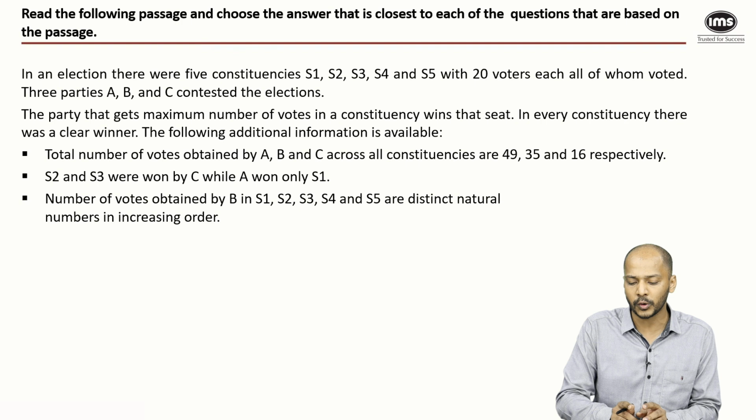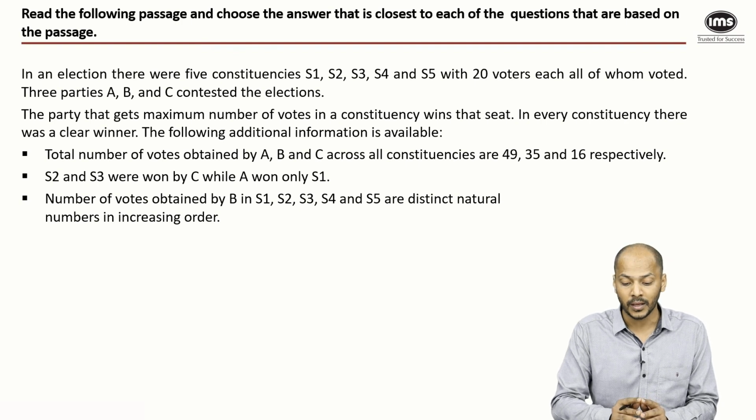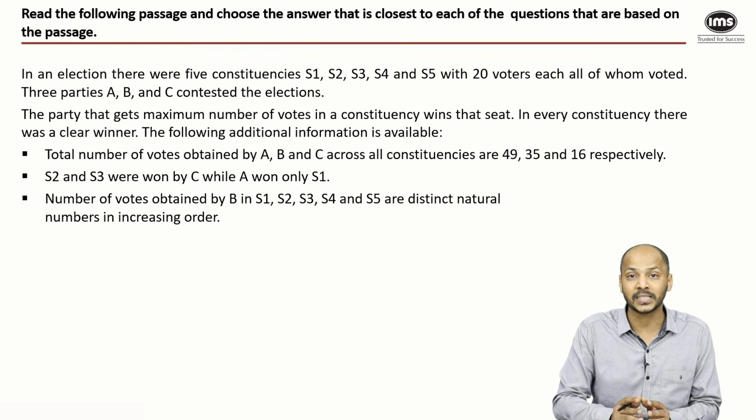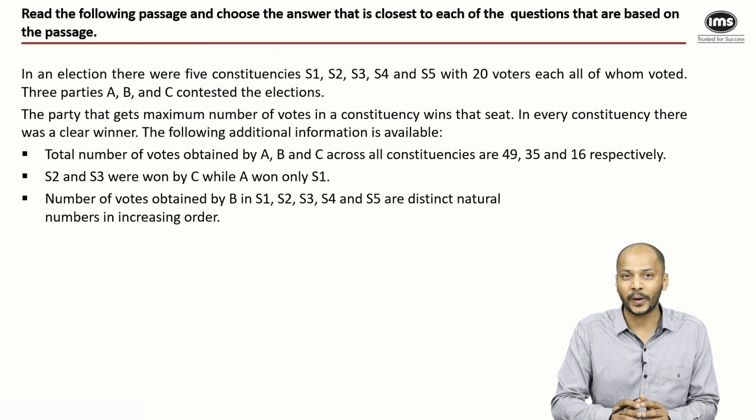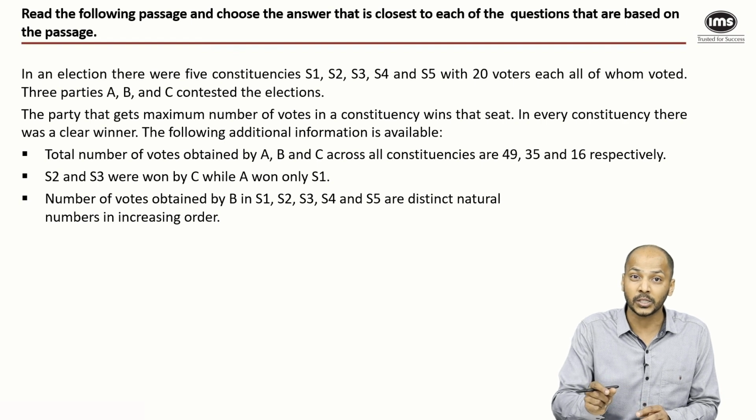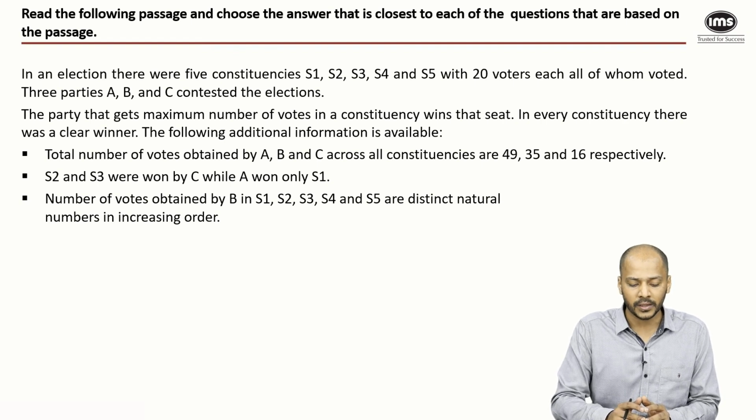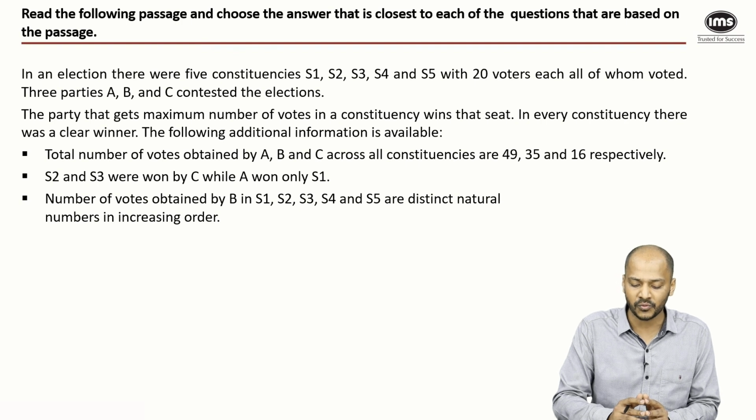There were 5 constituencies with 20 voters each, so 20 into 5, there were 100 voters. If I add up the total votes received by A, B and C, 49 plus 35 is 84, and 84 plus 16 adds up to 100. So this is the account of all the 100 votes polled by the 20 voters in each of the 5 constituencies. Further, S2 and S3 were won by C, while A won only S1. So C won S2, S3 and A won only S1.